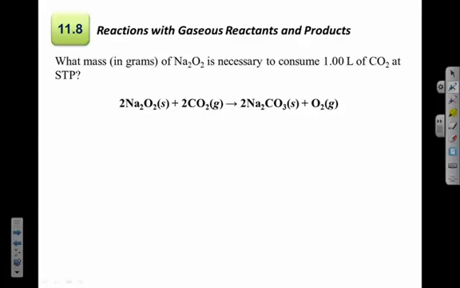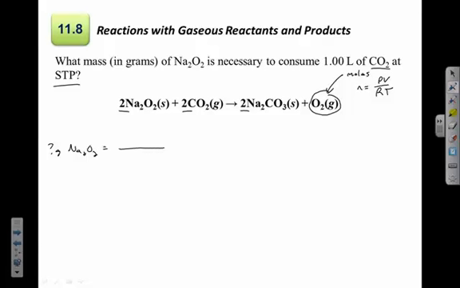We can also do this reaction involving gases, right? Because the moles of a gas can be calculated by the ideal gas law. So if we have information about a gas we can relate to moles, then if I know how many moles of gas I have, I can tell how many moles of these other substances would have been needed to produce that gas because of the coefficients in the balanced reaction. So that's what this question's all about. How many grams of Na2O2 do I need to put in if I want to make a specific amount of CO2?